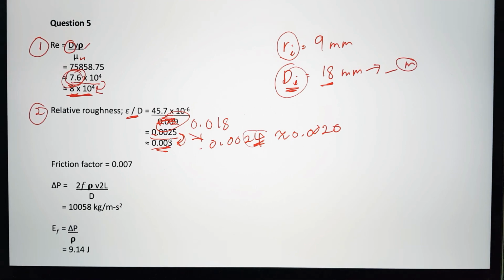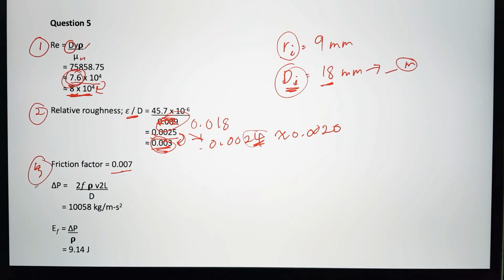Okay, so for now, you have the value for relative roughness, epsilon over D, as 0.003, and your Reynolds number is 8 times by 10 to the power 4. Then find the intercept point between the Reynolds number and the relative roughness. So you will get the friction factor as 0.007.